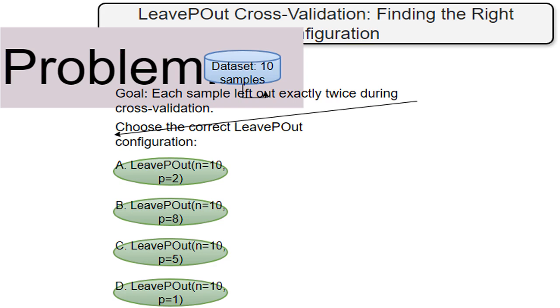The core challenge is to determine which settings of the function will ensure each data point is excluded exactly twice during the model's evaluation. This requires a good understanding of the function's behavior and its parameters. The problem focuses on the interplay between the number of total samples, n, and the number of samples to leave out in each iteration, p. It's a bit of a combinatorics puzzle disguised as a machine learning question.